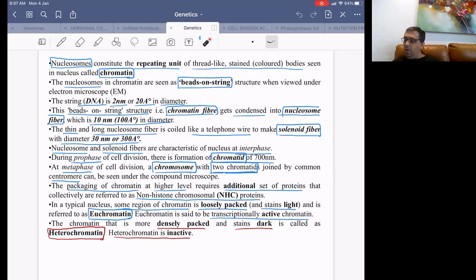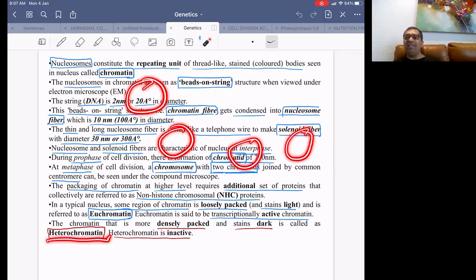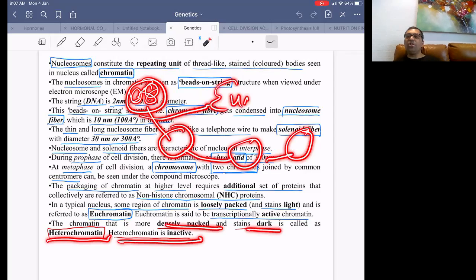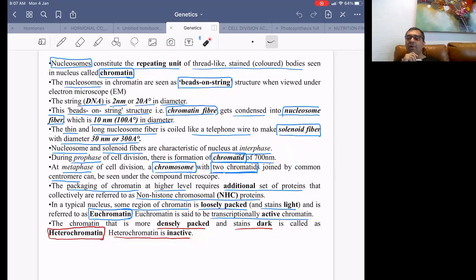And you have heterochromatin, which is darkly packed. It is densely packed and stains dark and is transcriptionally inactive. So heterochromatin is densely packed and transcriptionally inactive. Lightly packed is euchromatin, which is transcriptionally active. Darkly packed is heterochromatin, which is transcriptionally inactive. This was the packaging of the DNA.